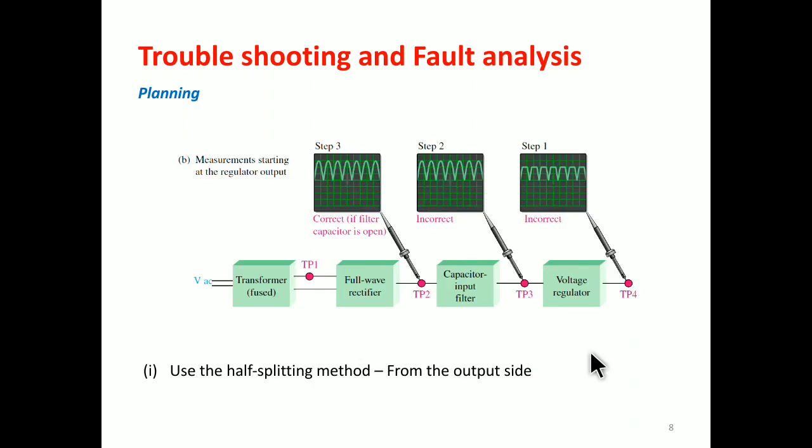What about from the output side? The same method. From the voltage regulator output, it is incorrect, and this one is incorrect. Again, this one is correct. So by seeing this, you can easily identify the fault. So troubleshooting is very easy by adopting this half-splitting method. So these are all the ideas behind troubleshooting the power supply.